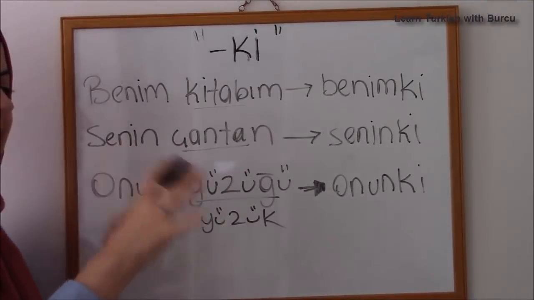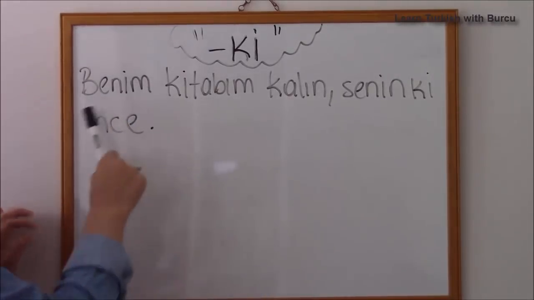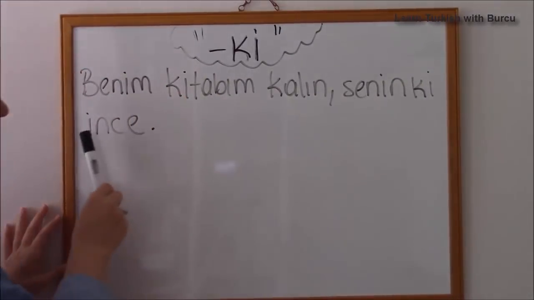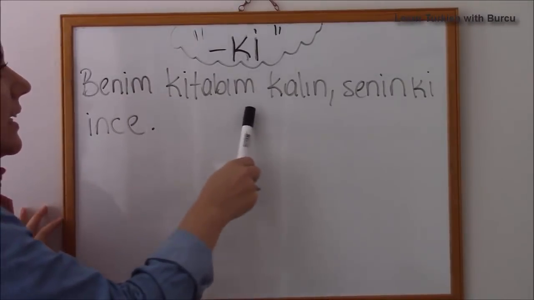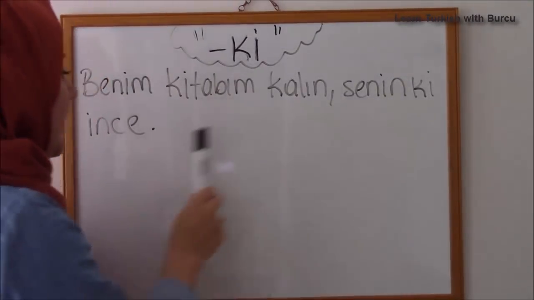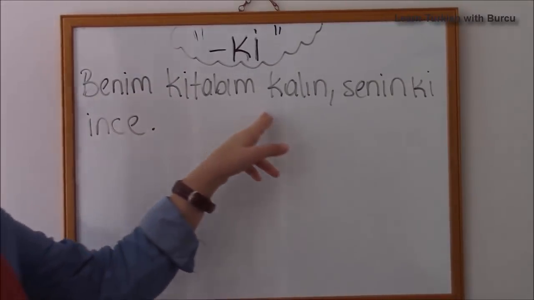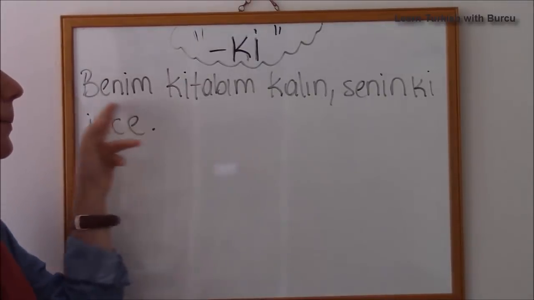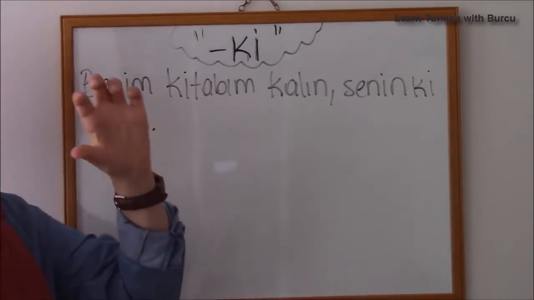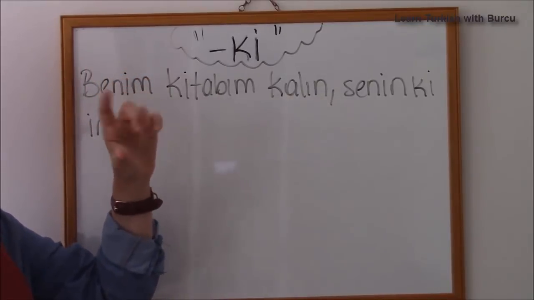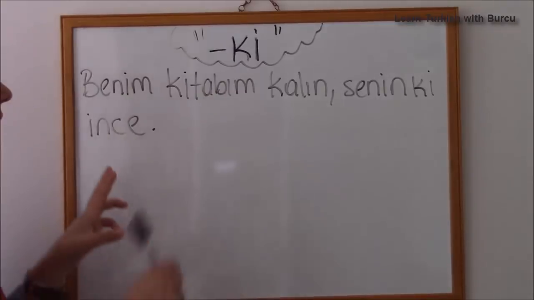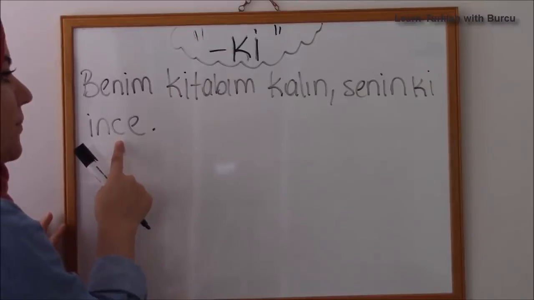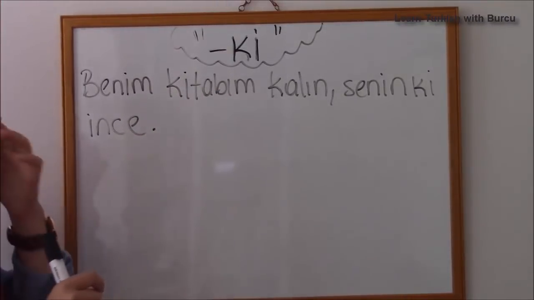Now let's see them in sentences. The first sentence is benim kitabım kalın, seninki ince. Benim kitabım kalın. Kitap means book, you know. Kalın means thick, okay? Seninki ince. Ince means thin, okay? Kalın, ince. Benim kitabım kalın, seninki ince.